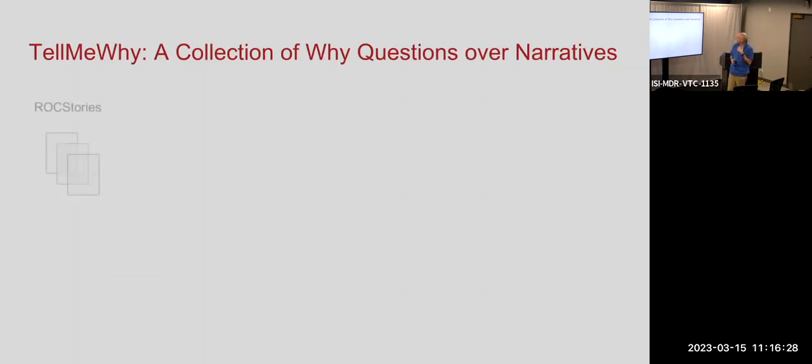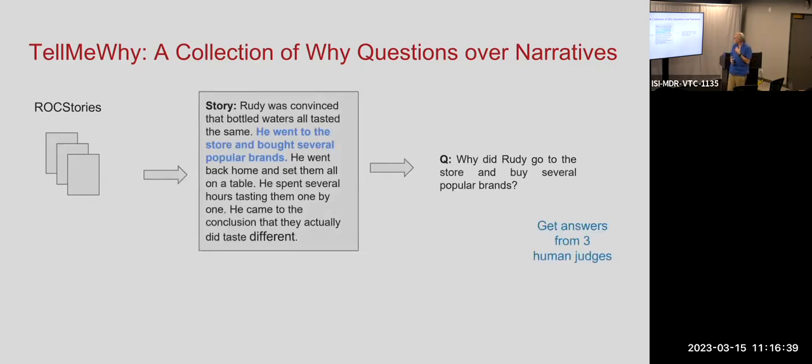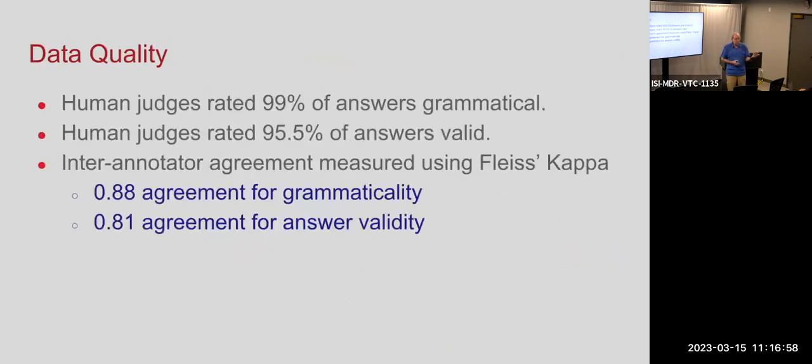So we built this thing we call TellMeWhy. You take ROCStories, and we generated questions automatically about every action in the story, and then ask the question. We have 3 human judges on Mechanical Turk generate answers, and then we have 3 additional judges that validate those answers by answering: is the answer grammatical, and is it valid on a 5-point Likert scale? And we did some filtering of stuff that was obviously garbage to try to maintain a pretty good corpus.